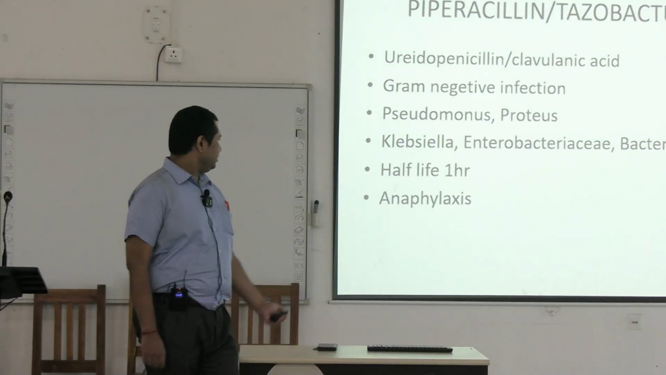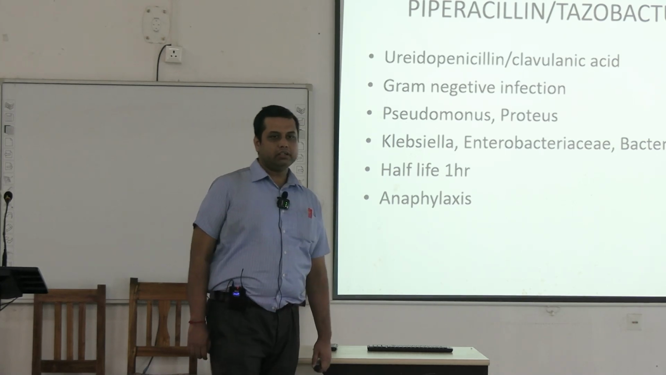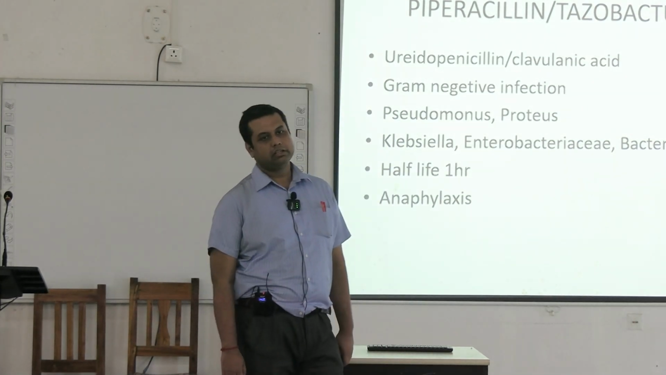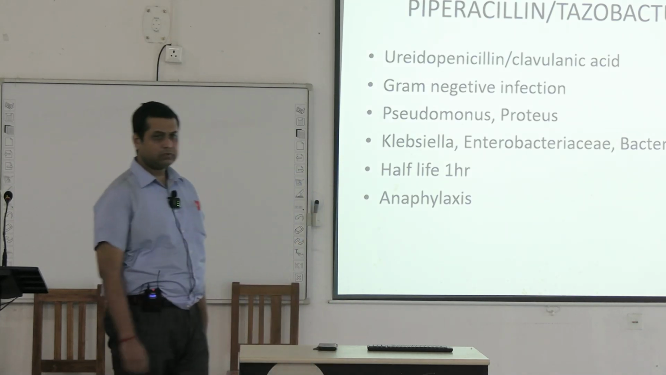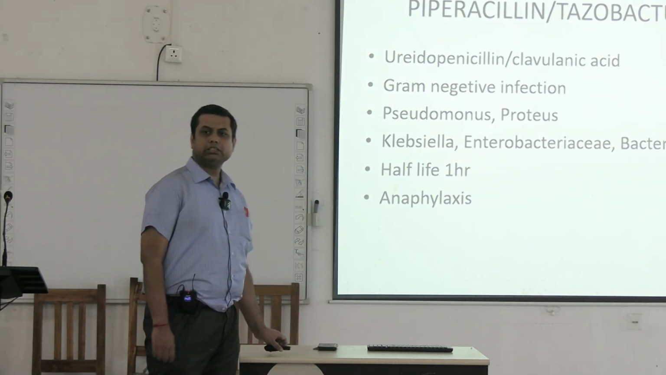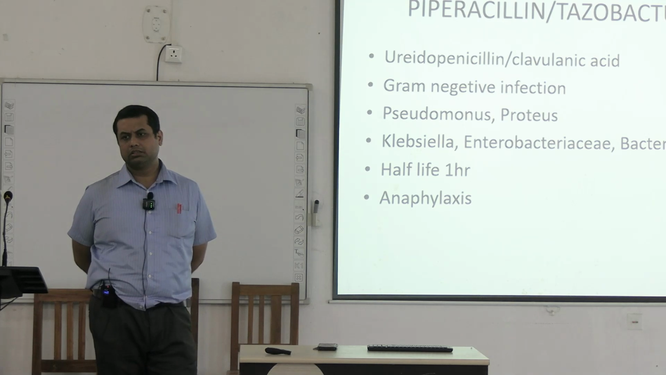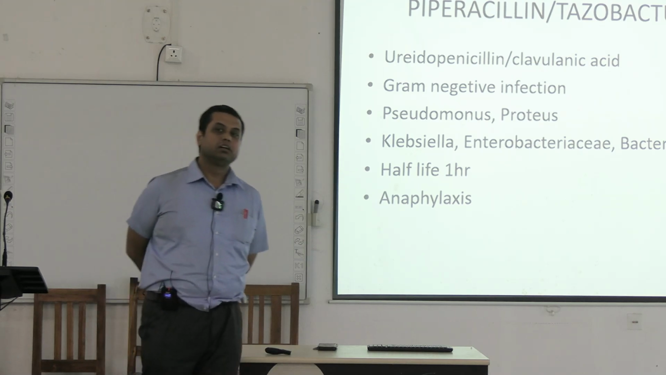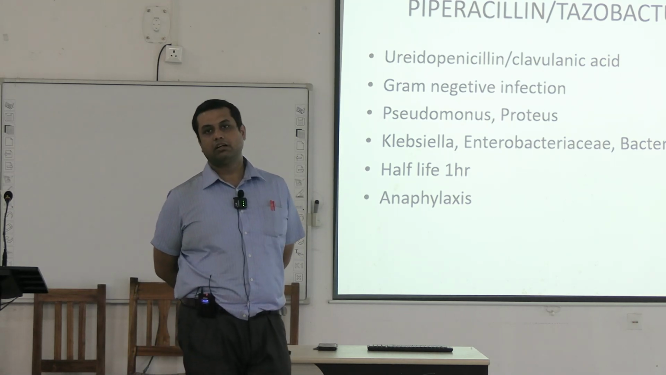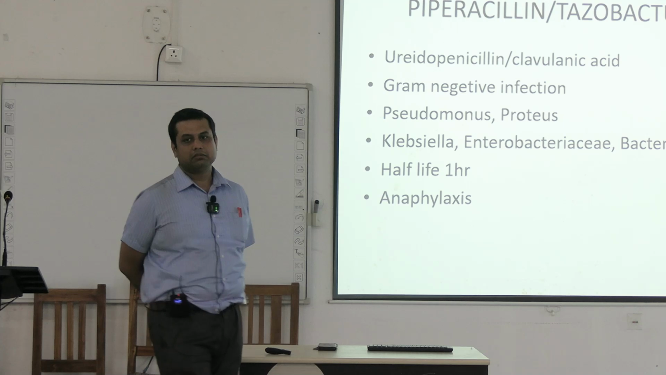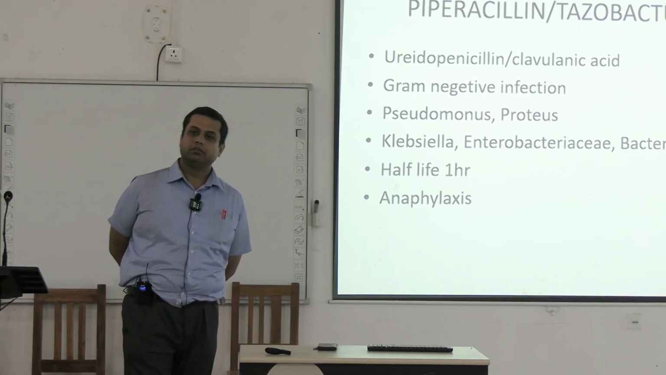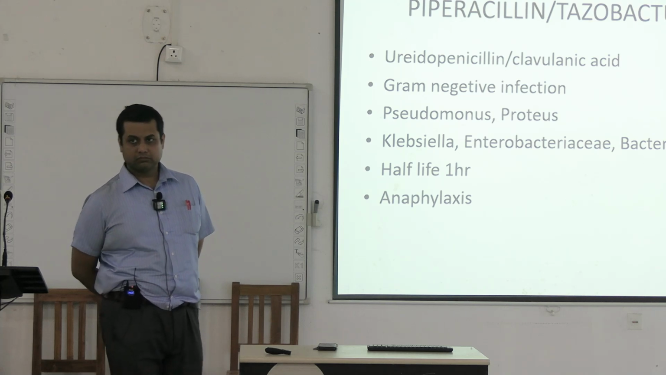So, like any beta-lactam antibiotic, it can produce hypersensitivity reaction. Mechanism of action of beta-lactam antibiotic. Anyone? So it prevents the synthesis of cell wall.